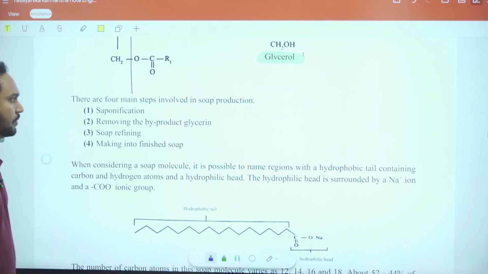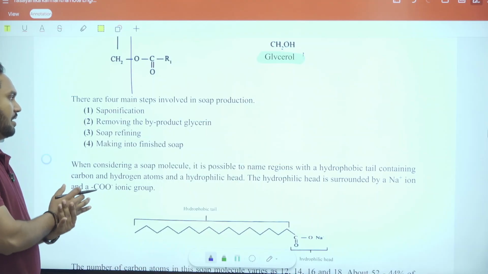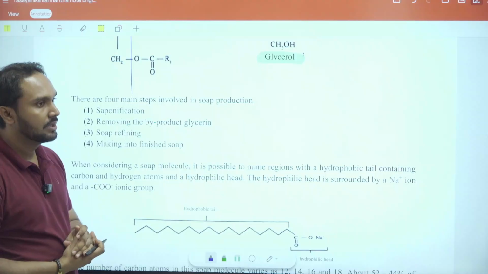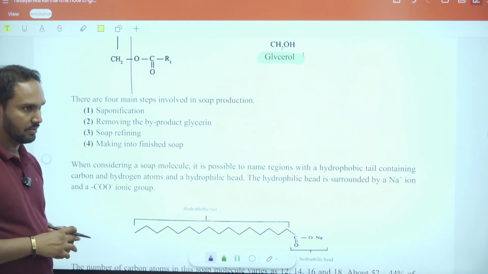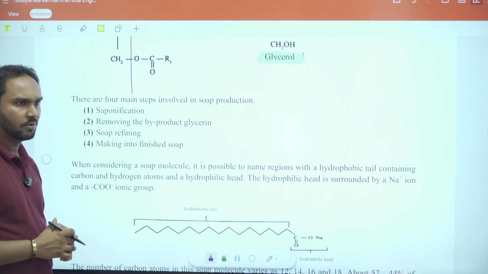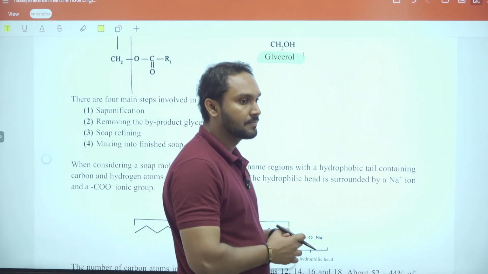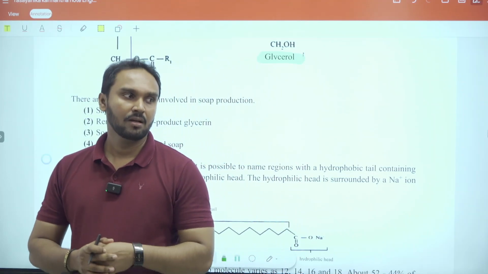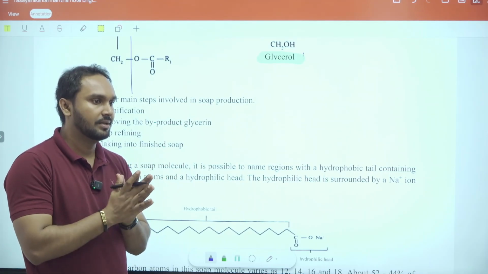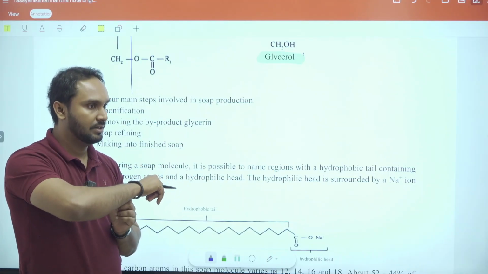It's an additional product and it's more expensive than the soap, glycerin. The third one is soap refining. You have to refine the soap. For that we use a salt mixture, or brine water, as we call it. Why do we use salt water to separate the soaps? We are using a salt solution to separate the soap. There's a good reason for that, and there's an equilibrium involved.